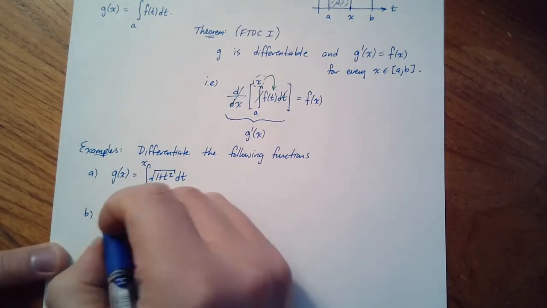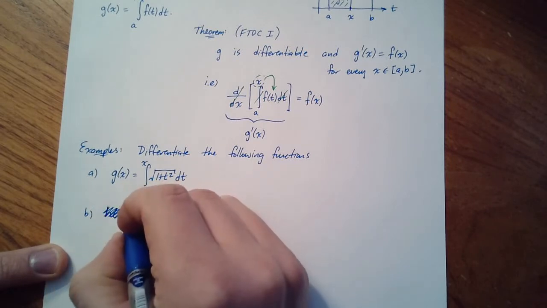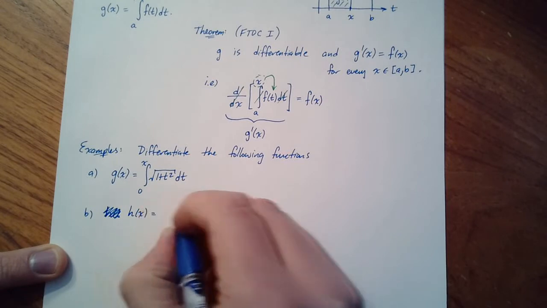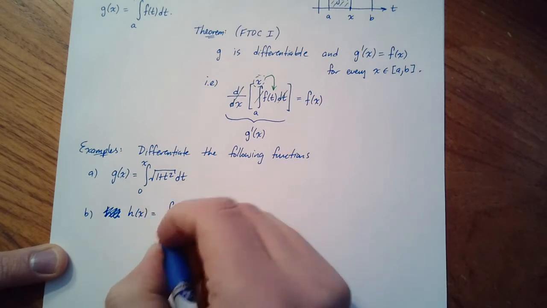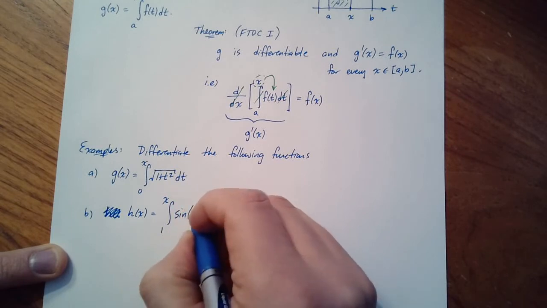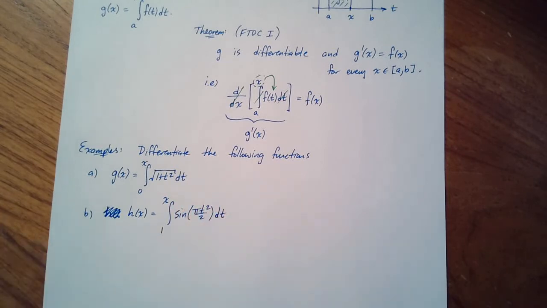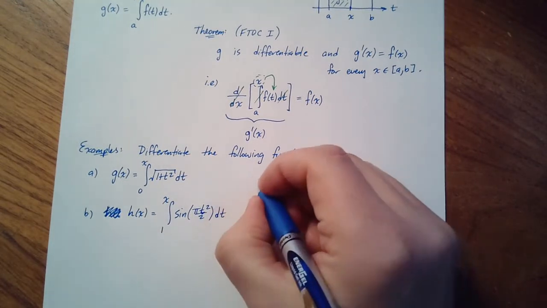Your second one will be h of, oops, I wrote the wrong letter. H of x is going to be the definite integral from 1 to x of sine of pi t squared over 2 with respect to t. That's a complicated function, right? Pi t squared over 2 plugged into sine. That's no laughing matter, but we can still handle it with the fundamental theorem of calculus.